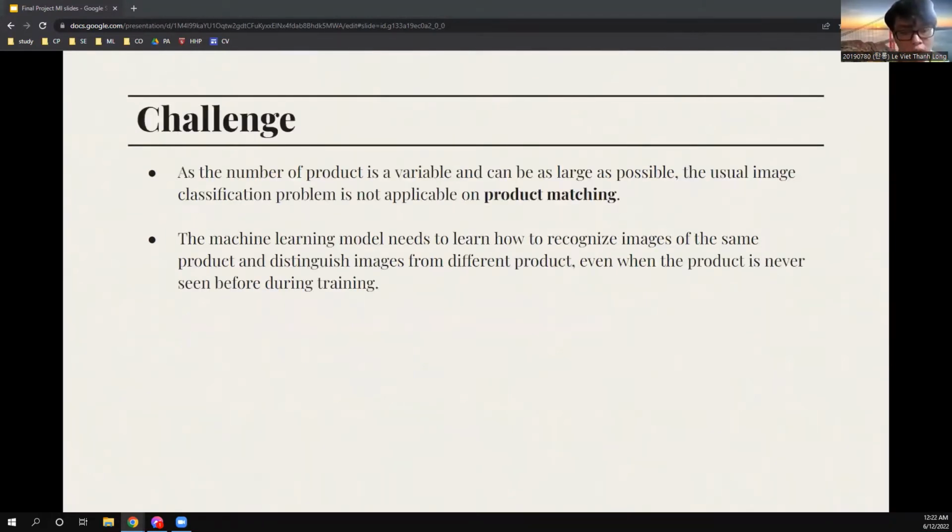Next. There are two big challenges with our problem. First of all, as we don't know how many products there are, the number could be very large, and the image classification problem is not applicable enough. And secondly, the machine learning model needs to learn how to recognize images and differentiate them, even though the product is never seen before during training.